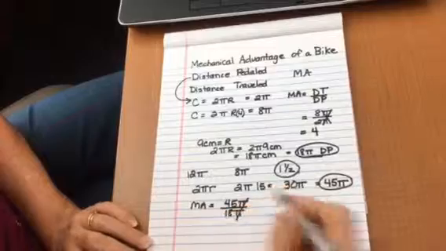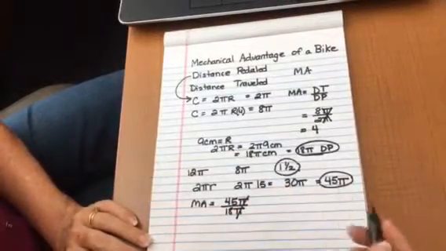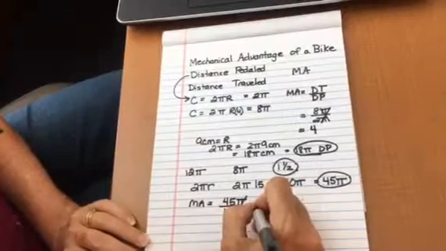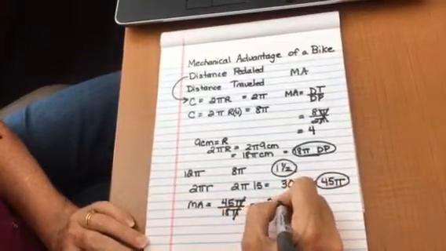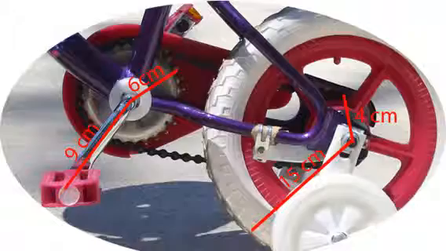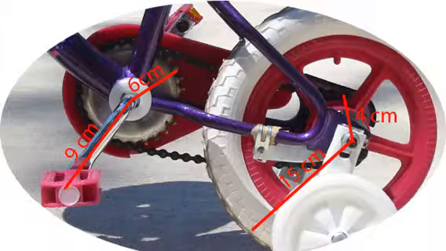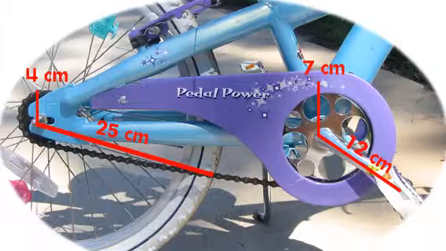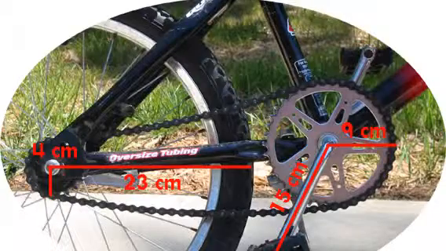So the pi's cross out. We could add the centimeters here, but we really don't need to because they would cross out anyway. And our mechanical advantage is going to be 2.5. What does that mean? That means when Emily gets on her bike, she can go 2.5 times faster than she can pedal. So there are some other problems for you to do with Mariana's bike and with Aldo's bike.